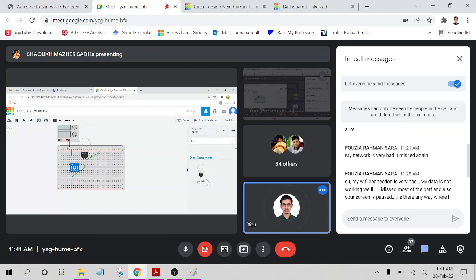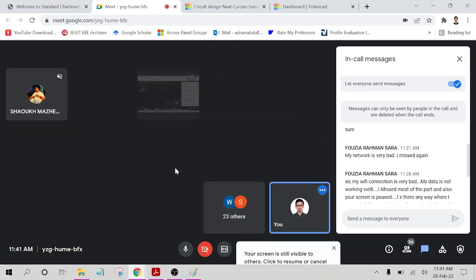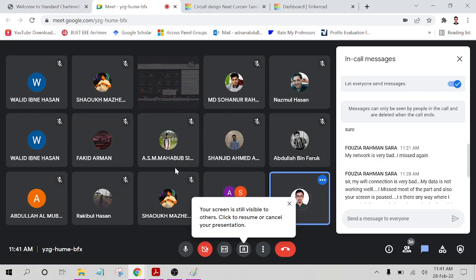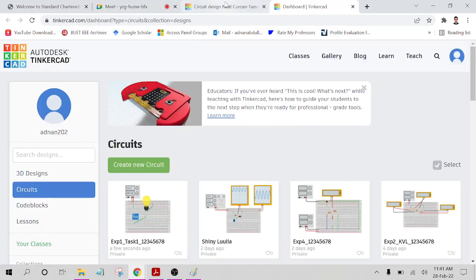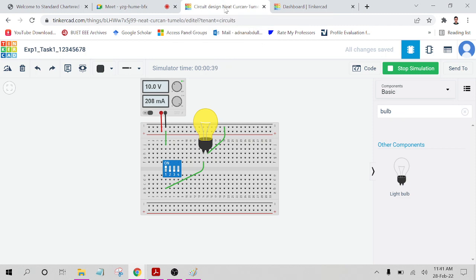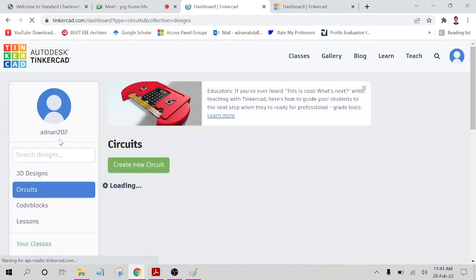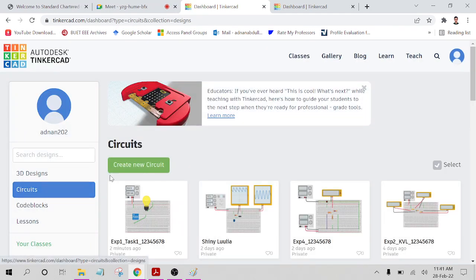Okay, it should work now. Start simulation. Yeah, that's it. Okay, anyone else, any problem? So I hope everyone has successfully completed this circuit. It is very simple actually. Now just keep the circuit as it is. The teachers will check it later. Again go to the Tinkercad home and we will start another task now. Go to the circuit tab and again click on create new circuit.